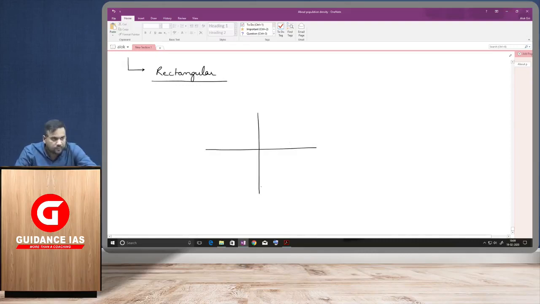suppose this is the intersection of roads. Here we will be commonly finding that, so this type of pattern is essentially what? It is a rectangular pattern.